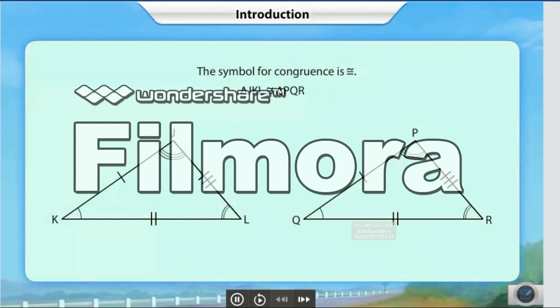To show that two triangles are congruent, it is not necessary to show that all 6 pairs of corresponding parts are equal. The triangles can be considered congruent if they fulfill any of the criteria for congruence. Let's look at each of these criteria.